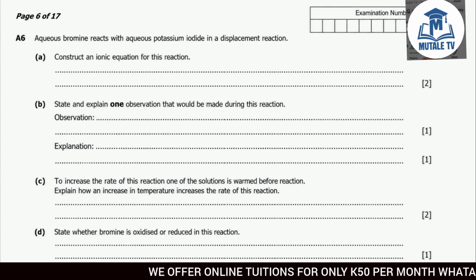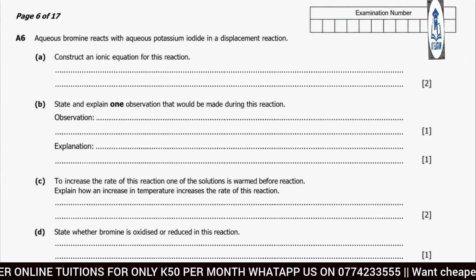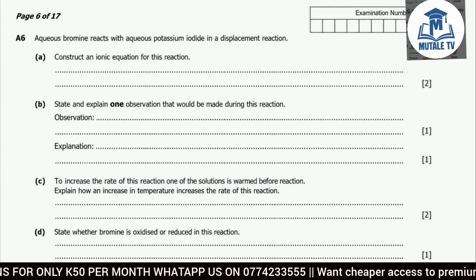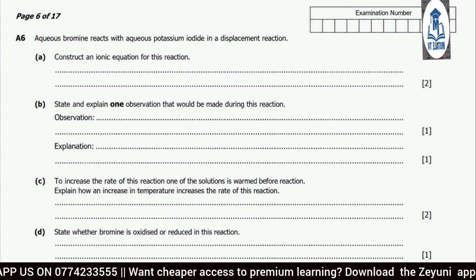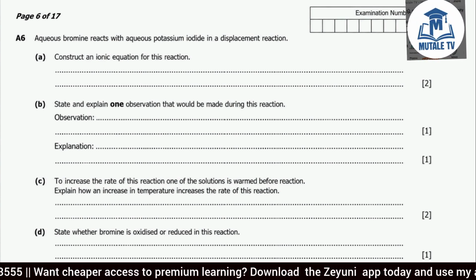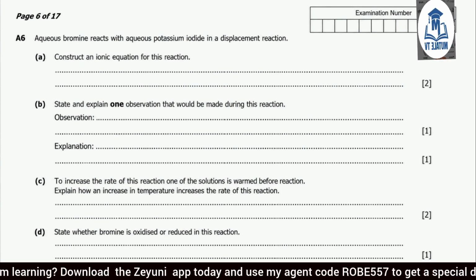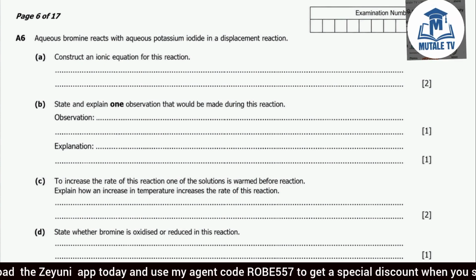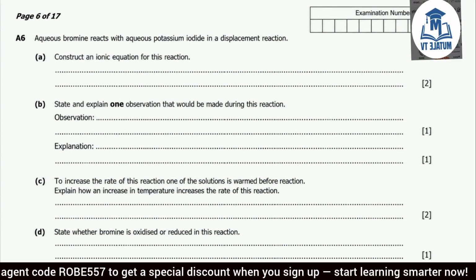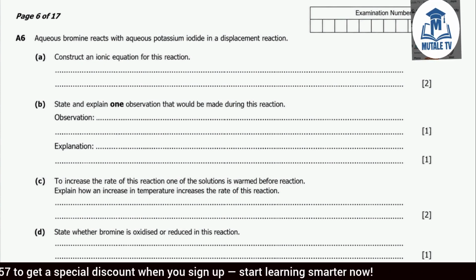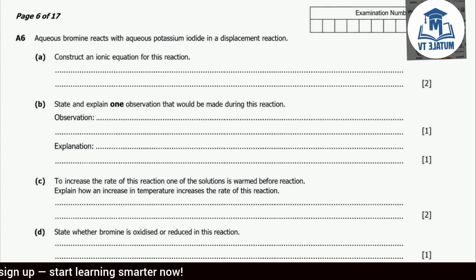Before we write the equation, let us first understand what is happening. We are told that bromine is reacting with potassium iodide. This is a displacement reaction. In halogen displacement reactions, a more reactive halogen displaces a less reactive halogen from its compound. Bromine is more reactive than iodine. So, bromine removes iodine from potassium iodide. Now let us write the ionic equation step by step.